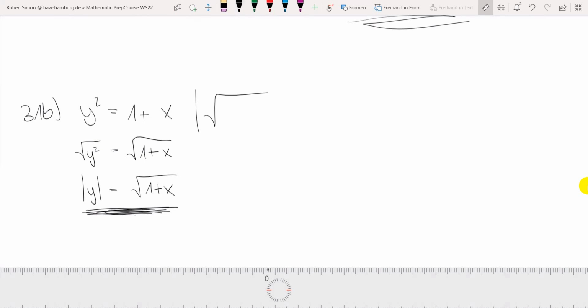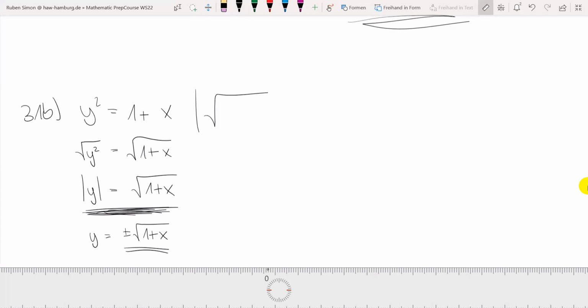But there's something I didn't tell you yet about the modulus, but maybe some of you already know. There's another way to write down the modulus if it appears in an equation. If you have modulus of something equals something else, then you can write this down in a different way. You can also write y equals plus or minus the square root of 1 plus x. So this is another way to write this down, and in this case, you have your y on its own.